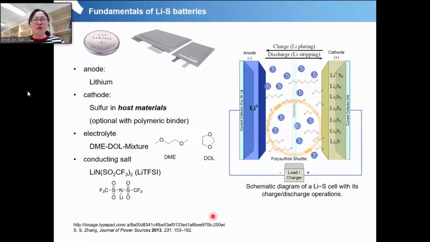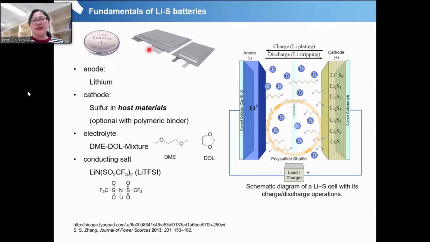And before we go to the cathode system, I also want to introduce the mechanism, the fundamentals of the lithium sulfur batteries. Here is a typical coin cell. This is 2032, so it's the size. This is a typical coin cell type we use in our lab. And on the right side, this is like a plastic bag. This is called a pouch cell. Normally in the lab, we are working with the coin cell type of battery cells.